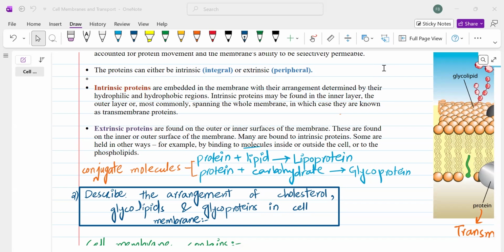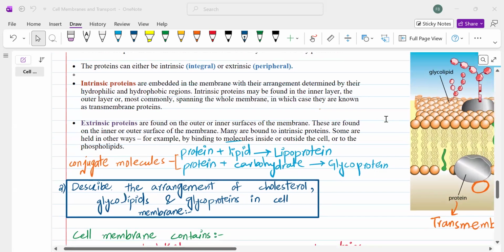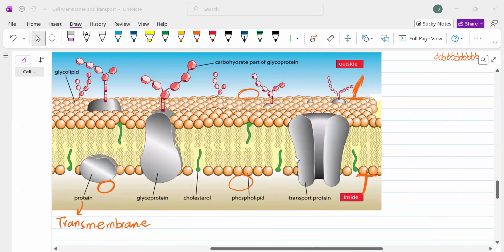The intrinsic membrane proteins are fully or partially in the membrane, while the extrinsic proteins are not in the membrane. They're found on the outer surface or inner surface of the membrane. If you see this, this is an intrinsic protein because it is inside and outside. A protein which is just outside or just inside will be extrinsic because it is not present in the center of the membrane.